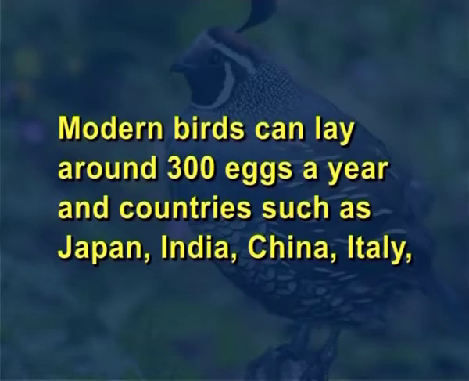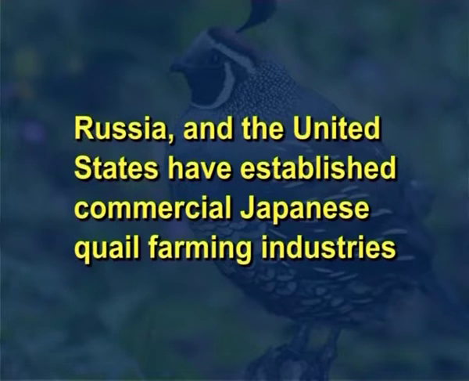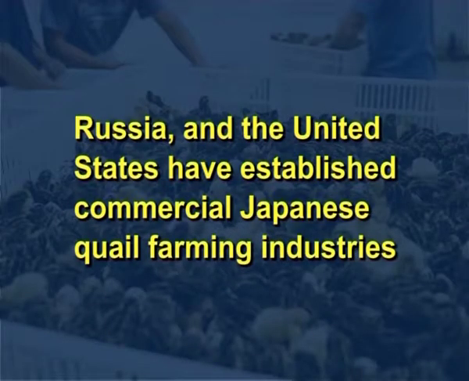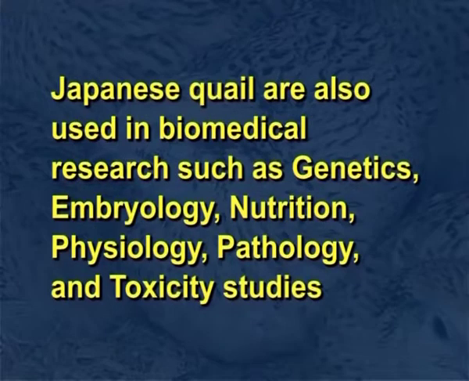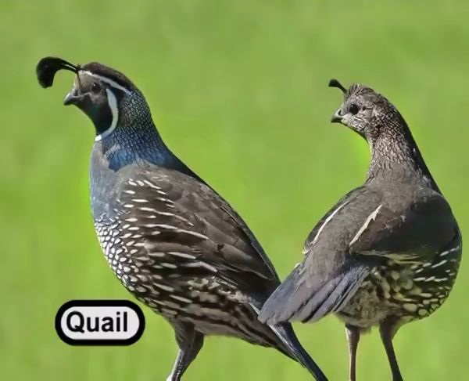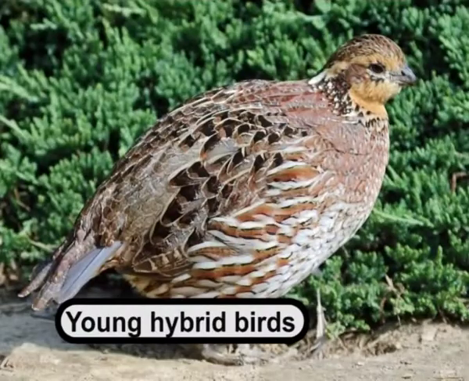Modern birds can lay around 300 eggs a year, and countries such as Japan, India, China, Italy, Russia and the United States have established commercial Japanese quail farming industries. Japanese quails are also used in biomedical research such as genetics, embryology, nutrition, physiology, pathology and toxicity studies. These quail are closely related to the common quail, and many young hybrid birds are released into the wild each year to replenish dwindling wild populations.